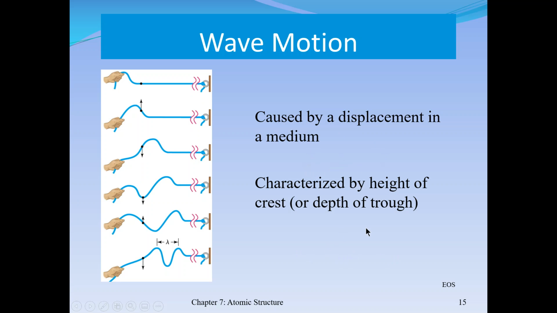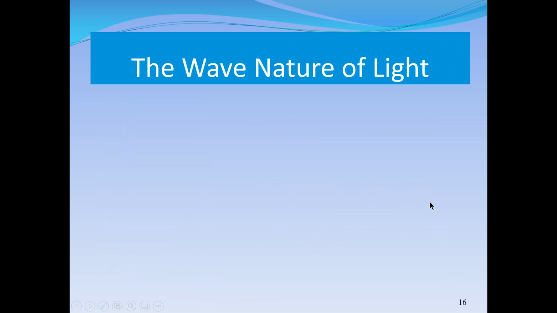In terms of the different properties of the wave, it is characterized by a couple of things. One would be the height of the crest or the depth of the trough of the wave. And there are some other properties as well, which we're going to get into. So what we're going to talk about now is, in connection to waveforms, the wave nature of light and other forms of radiation, all right?